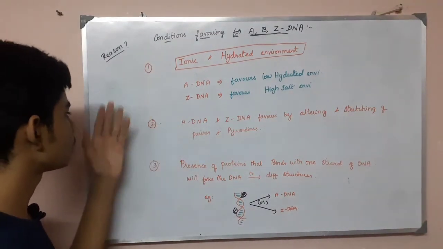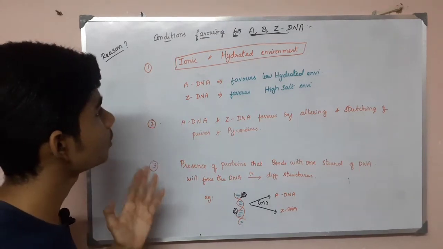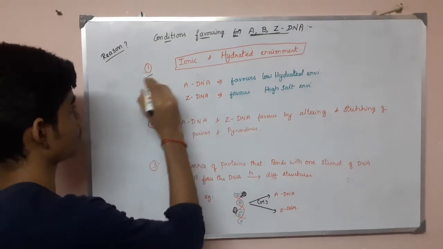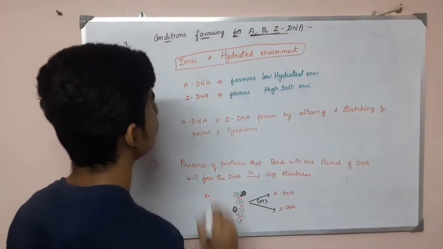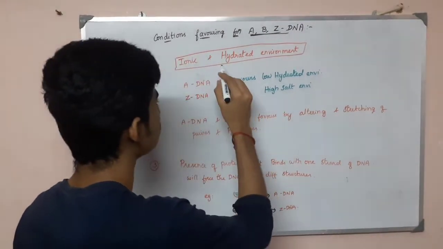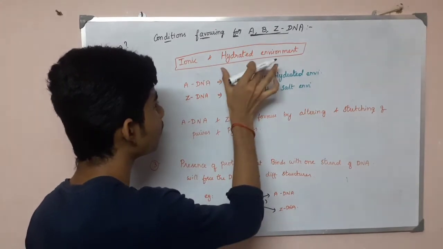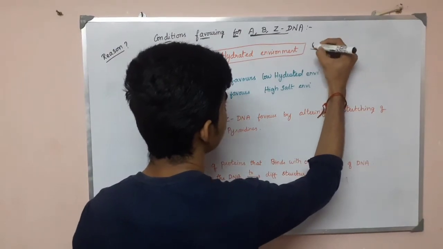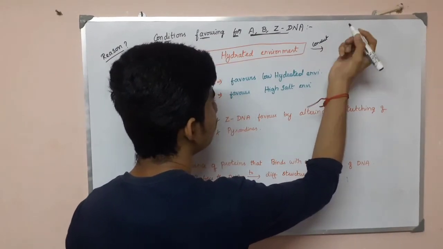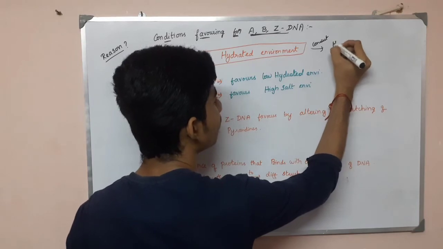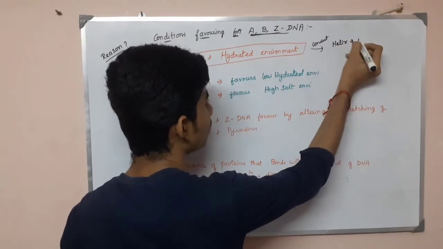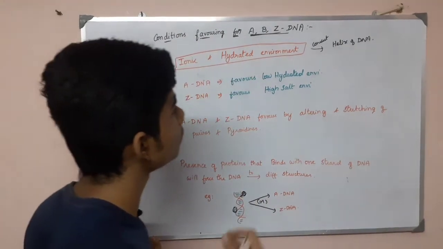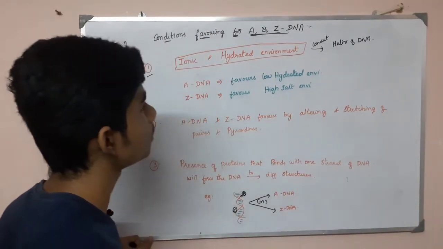There are three basic conditions that satisfy the forming of these types of DNA. Let's see them one by one. The first reason is the ionic and hydrated environment. It is the main environment for the DNA, which changes the helix of DNA. So the ionic and hydrated environment of a cell helps to change the helix of the DNA.